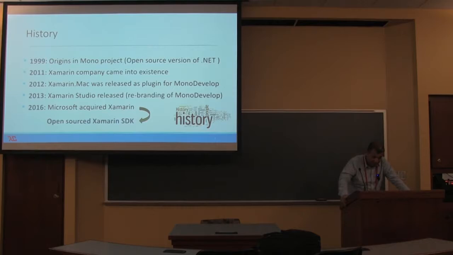First they released Xamarin Mac, which was basically a plugin for MonoDevelop. MonoDevelop was the open source IDE for Mono, something like an open source IDE that competes with Visual Studio, although I don't think it's that feature rich, but it's cross-platform. Eventually, Xamarin Studio was rebranded, and later on Microsoft acquired Xamarin. And when Microsoft acquired Xamarin, they actually open sourced everything. So now most of it is open source.